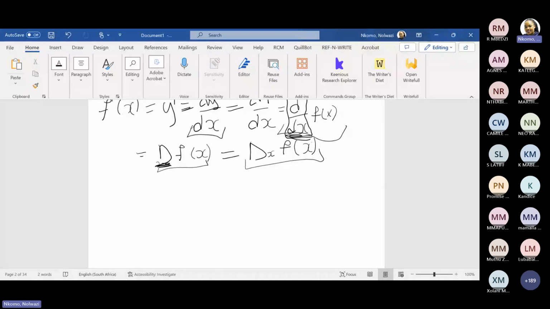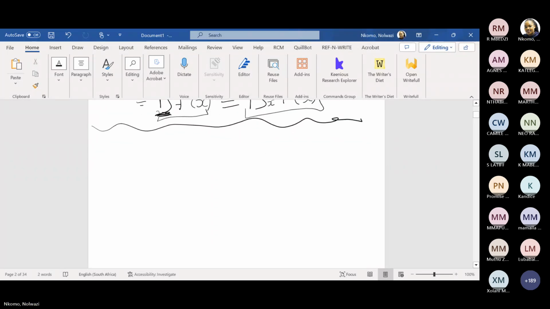Okay. We have differentiation rules that allow us to differentiate different functions. Let's start with the simple function, the constant function. Okay, suppose you are given f of x equals c, and you are told that c is any constant, right?